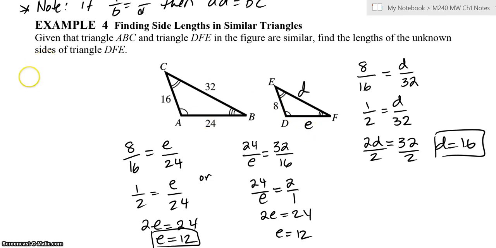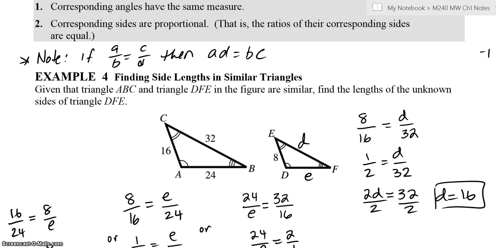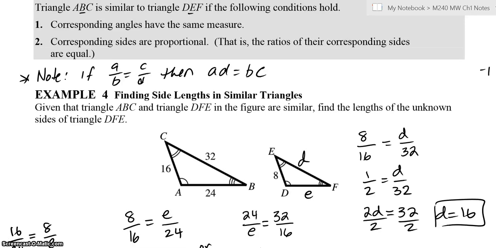Let's try that one. I'll do it over here. 16 over 24 equals 8 over e. Let's see if that works. Well, then we have here, we reduce this. 8 goes into both those, so this would be 2/3. And then we would have 2e equals 24. It's still 12. So you can see here, there's 3 methods that I chose, that it doesn't matter. All corresponding sides are proportional.